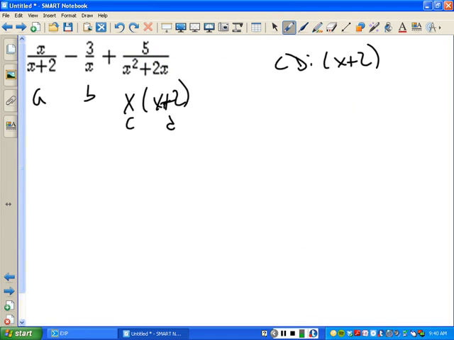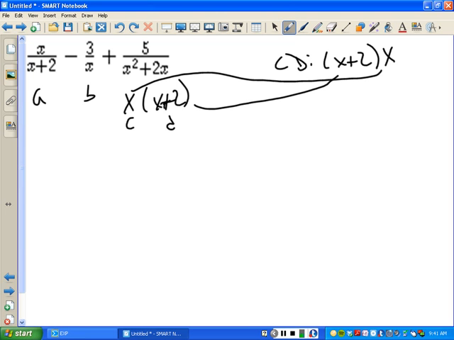It's also got to include B. So it's got to include what? X. Now it's got to include what? C is the x, right? Do I already have it there? Do I already have the x plus 2? Since I have both of these already there, I don't add any more to the common denominator.